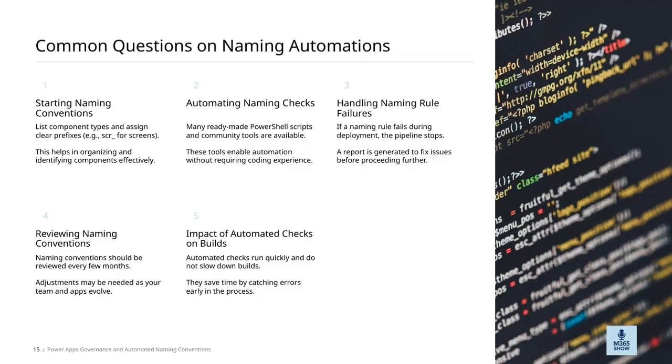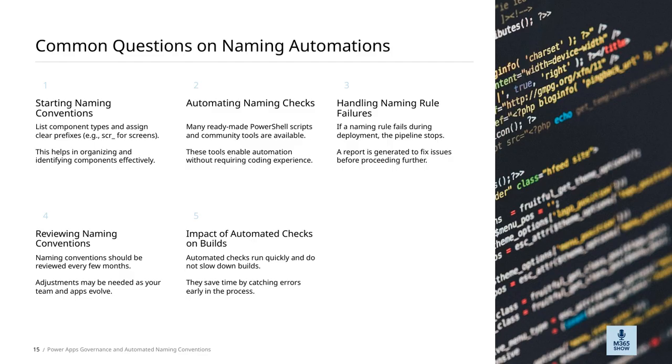Let's take a moment to look at some common questions that come up around naming automations. First, it's important to understand that automated checks run very quickly, so they don't slow down your build process. This means you get immediate feedback, which helps catch errors early, saving you time and effort in the long run.